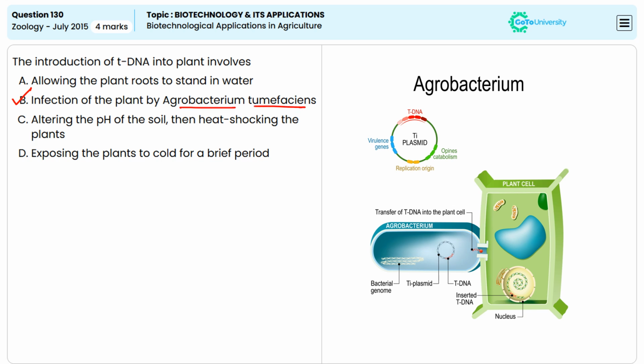Whereas coming to the rest of the options, that is A, C and D, they are not related to the process of tDNA. Option A says allowing the plant root to stand in water, which is incorrect. C, altering the pH of soil, is also incorrect. Exposing the plant to cold for a brief period is also an incorrect answer. The correct answer is option B.